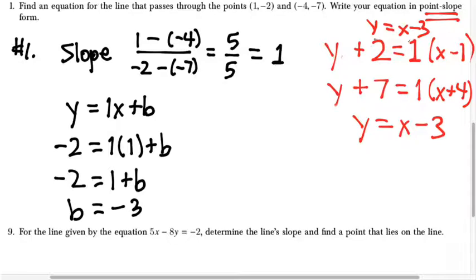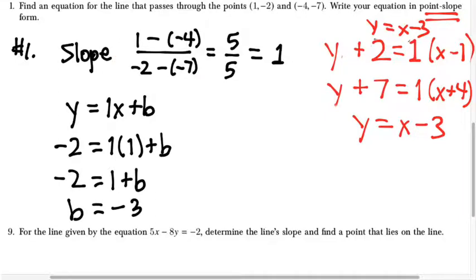I think I did something else wrong here, though. Or did I? Did everybody get 1 for the slope of this line? Yeah. I did? I still claim that I did something wrong. This is a place to be very careful in your own work. Look what happened when I computed the slope. I did 1 minus -4 up here, -2 minus -7 down there.